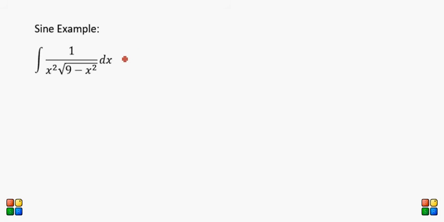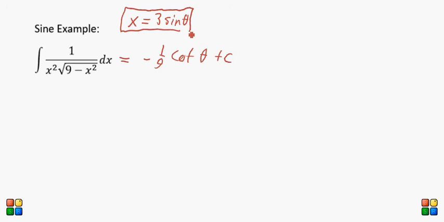And I'll just write again what we had here. This came out to be negative 1/9 cotangent of theta plus c. These are equal under the substitution that we used, which was x equals 3 sine theta. That's the substitution we used. So that's what we had at the end of the previous slide. And the situation is this.